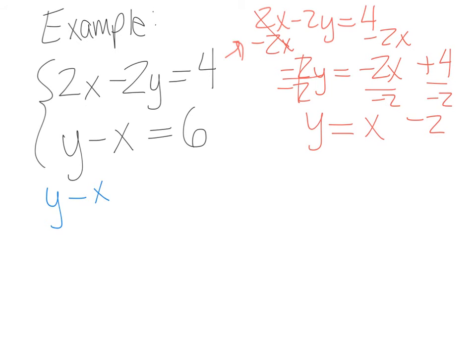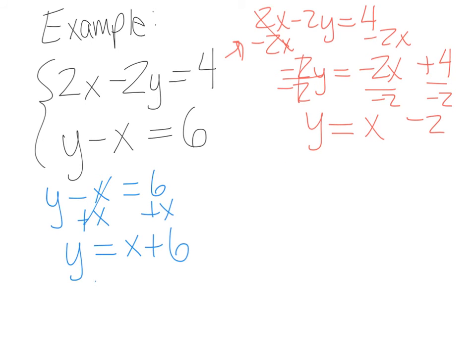The second line, we have y minus x is equal to 6. For this one, much easier here. All we have to do is move the x. There's not a number in front of the y, so once I add my x to both sides, I end up with y equals x plus 6. So now I have two equations that I can compare.